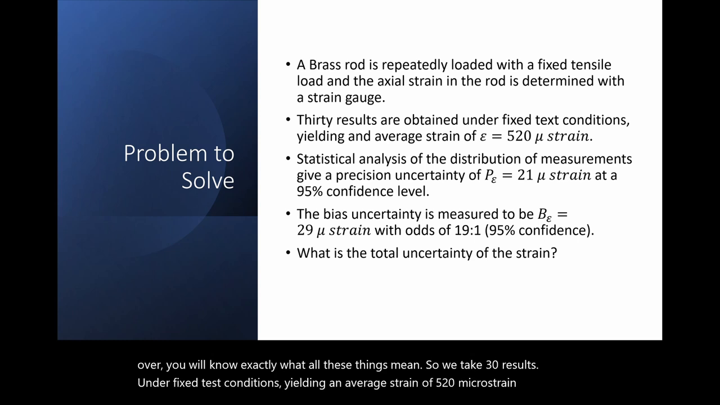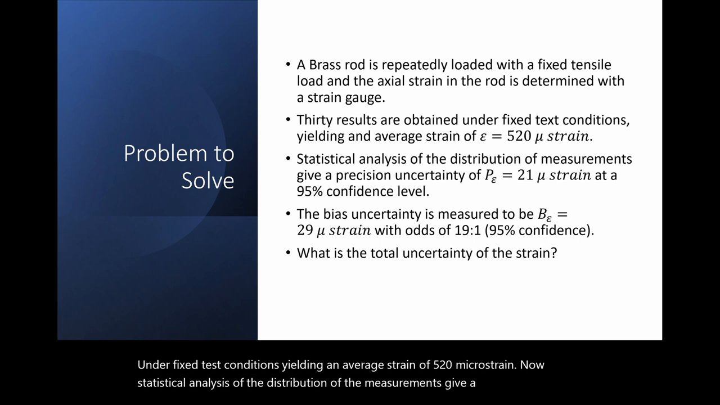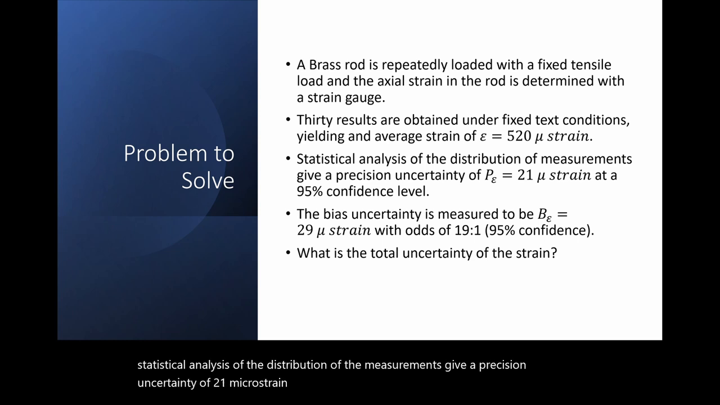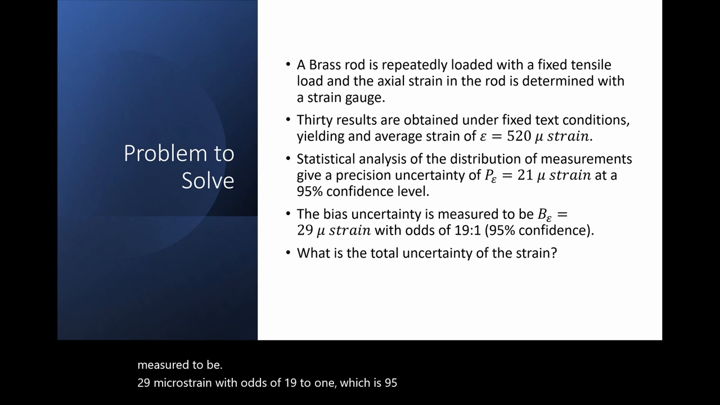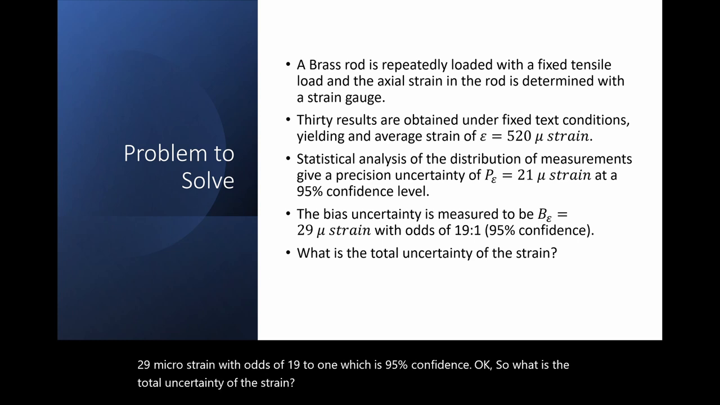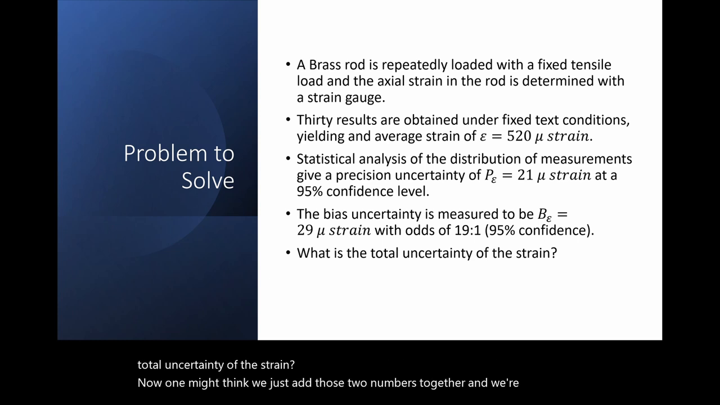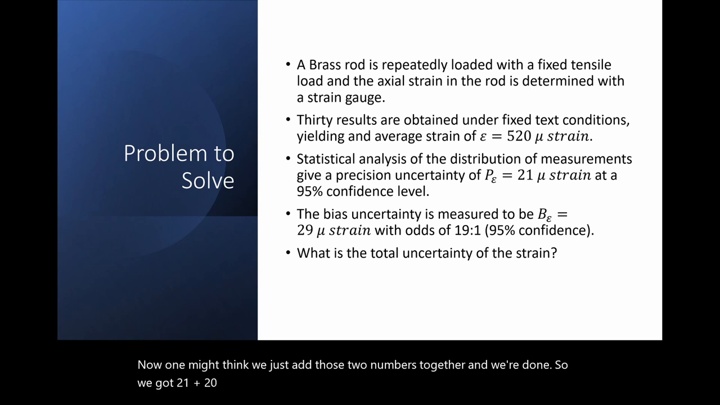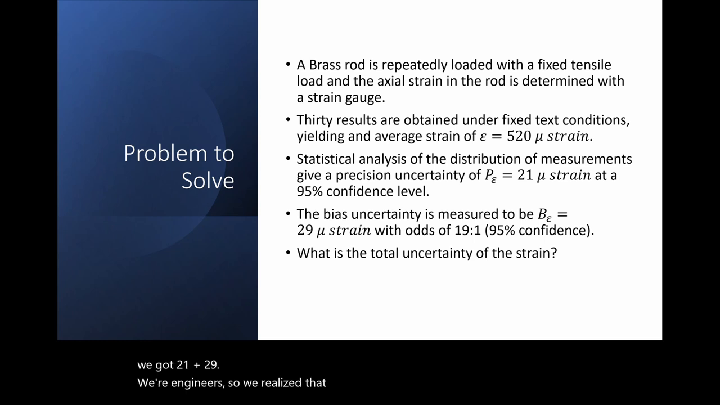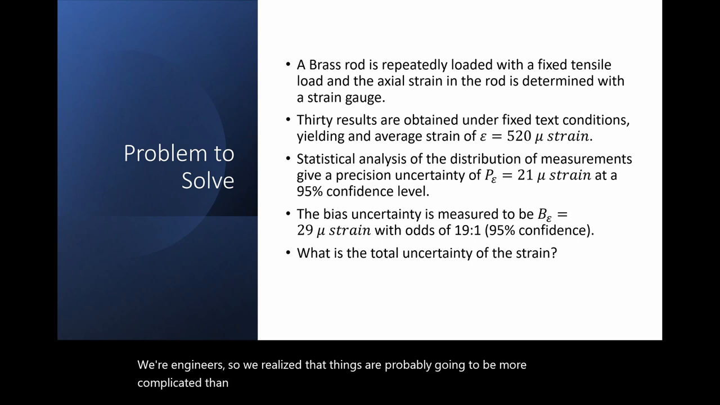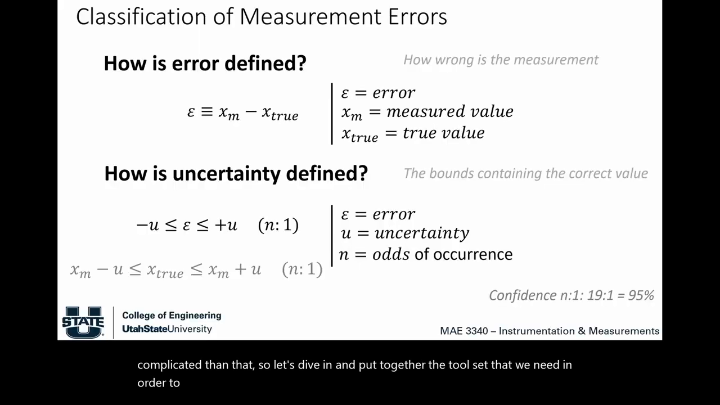Now, statistical analysis of the distribution of the measurements give a precision uncertainty of 21 microstrain at a 95% confidence level, and the bias uncertainty is measured to be 29 microstrain with odds of 19 to 1, which is 95% confidence. Okay, so what is the total uncertainty of the strain? Now, one might think we just add those two numbers together and we're done. So we got 21 plus 29. We're engineers, so we realize that things are probably going to be more complicated than that. So let's dive in and put together the tool set that we need in order to solve this problem.